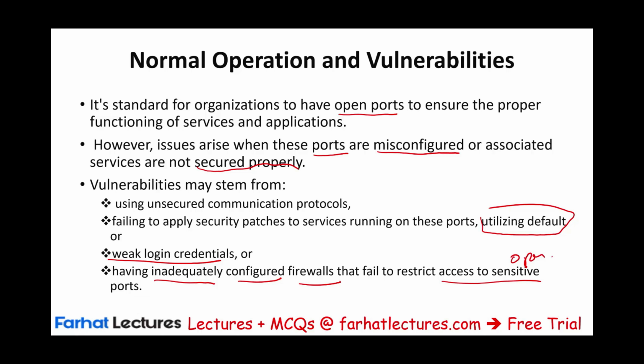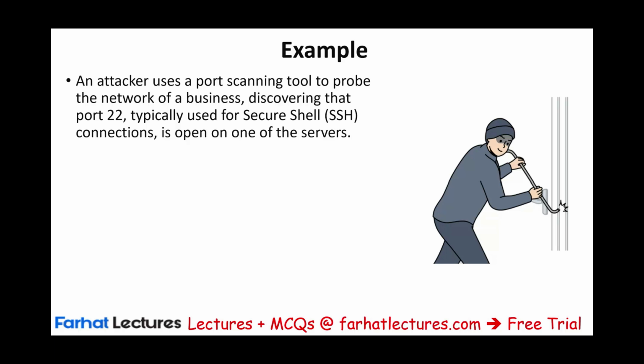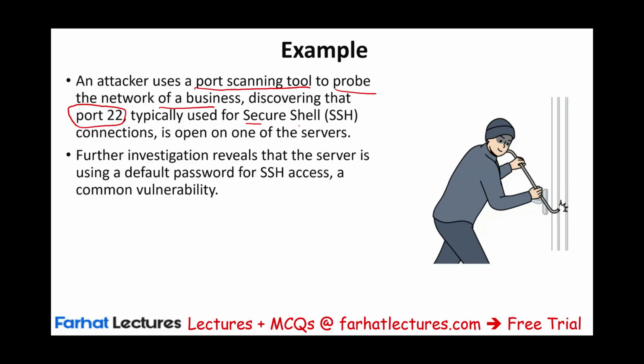Certain ports might be open for business, just because you need customers to access this information, but you have to monitor those and make sure the communication is secured, and so on and so forth. An example would be an attacker who uses a port scanning tool to probe the network of a business, and they discover, for example, that port 22, which is the secure shell connection, SSH, is open on one of the servers. Well, they would look further. They will find out that the server is using a default password for this port.